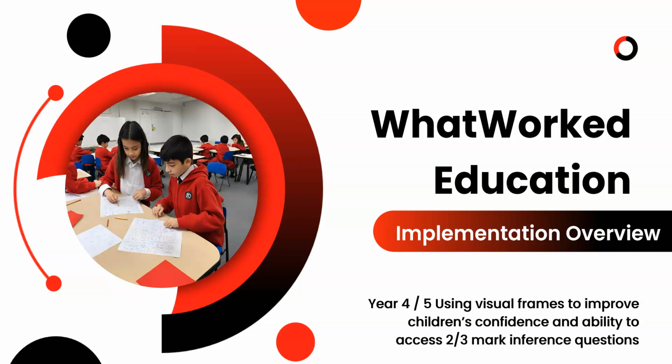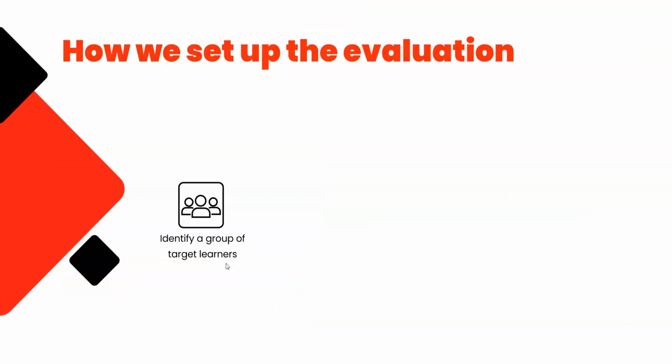Welcome to the implementation overview for the Year 4-5 using visual frames to improve children's confidence and ability to access the 2 to 3 mark inference questions. Here we'll help you to set up the evaluation. The first thing we ask you to do is identify a group of target learners.